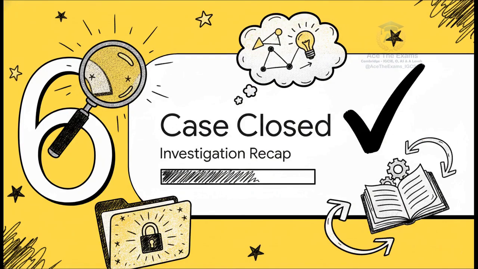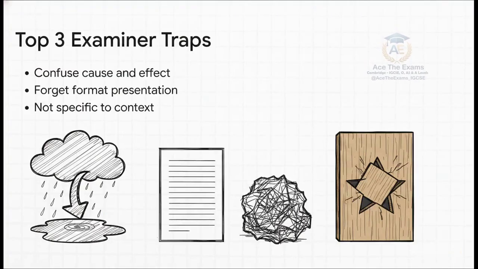Section 6. Case closed and investigation recap. Agents Alex and Sam have successfully compiled their final high-scoring text block, and I am happy to confirm we have a 100% case resolution score. But before we file this away, we need to review the top 3 examiner traps pulled directly from principal examiner reports. These traps regularly derail otherwise brilliant investigations.